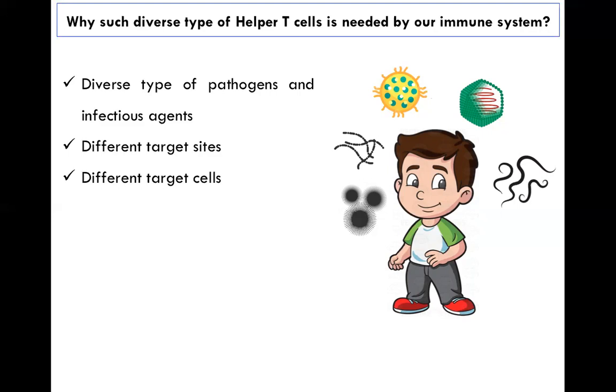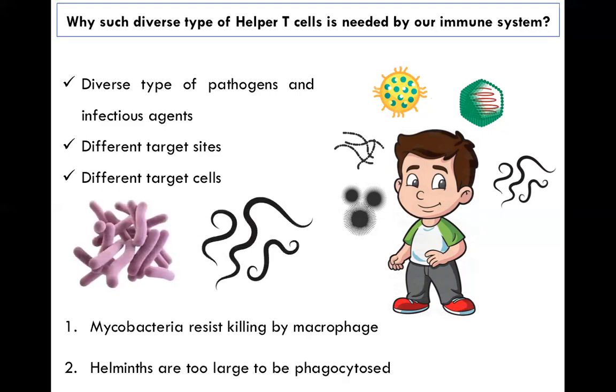And then the other point is that they also have different target sites and different target cells. Let's try to understand with the help of a few examples. If you look here, we have mycobacteria, which is a kind of pathogen. Actually, they resist killing by macrophages.